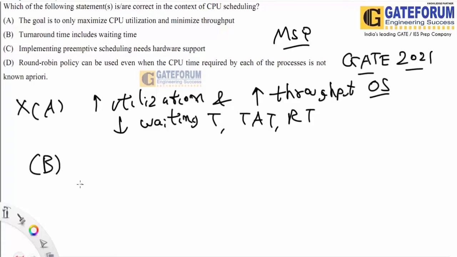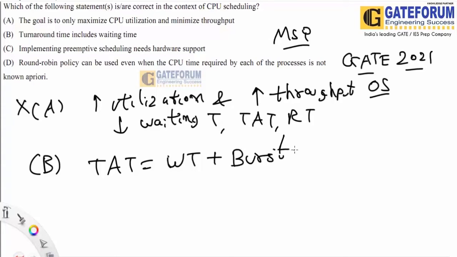Let's discuss the second option. Turnaround time includes the waiting time, so it is correct. Turnaround time is basically, by definition, the combination of waiting time plus burst time, or execution time. So we can say the turnaround time includes the waiting time. That's completely correct, so option B is correct.